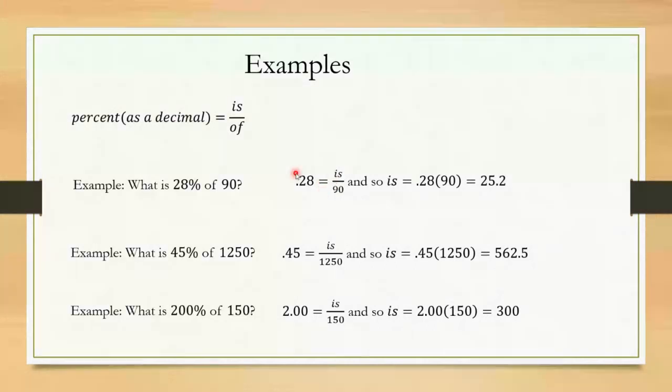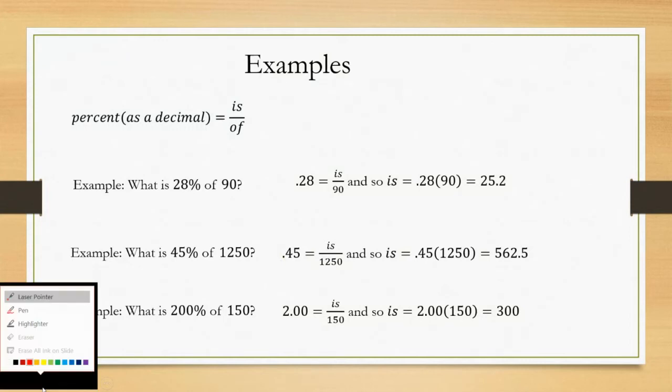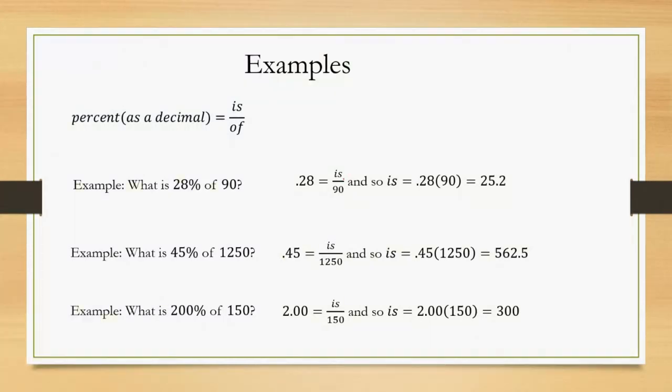So we have this equation. Really, I guess it's a proportion because a decimal you could think of as a fraction. How do you solve this? You cross multiply. Let me say it this way: you multiply both sides by 90. Let me write out the work. The 90s are going to cancel, and you get 90 times 0.28 equals is, which is 25.2.